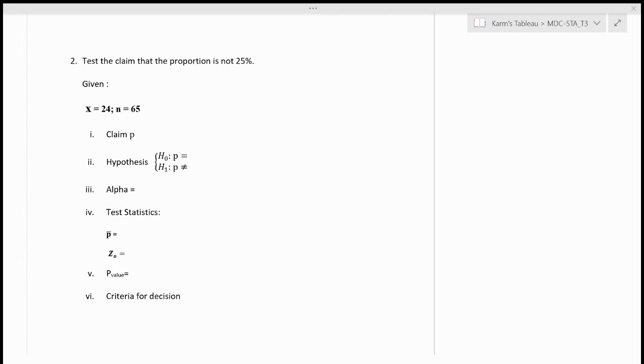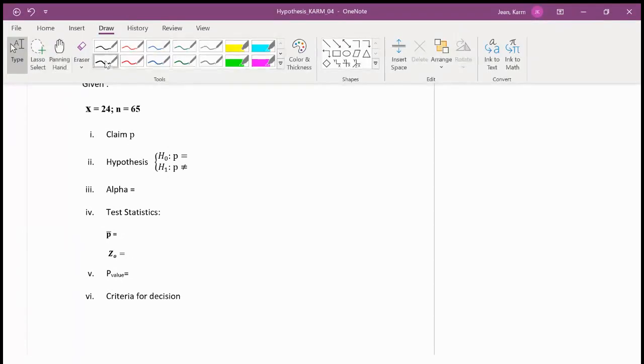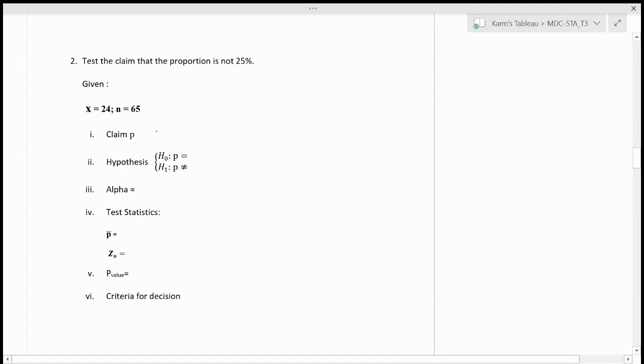Okay guys, I'm not sure if you finished. So why do we think the claim will be here? That's the claim. Okay, thank you. That will be not equal to 125.